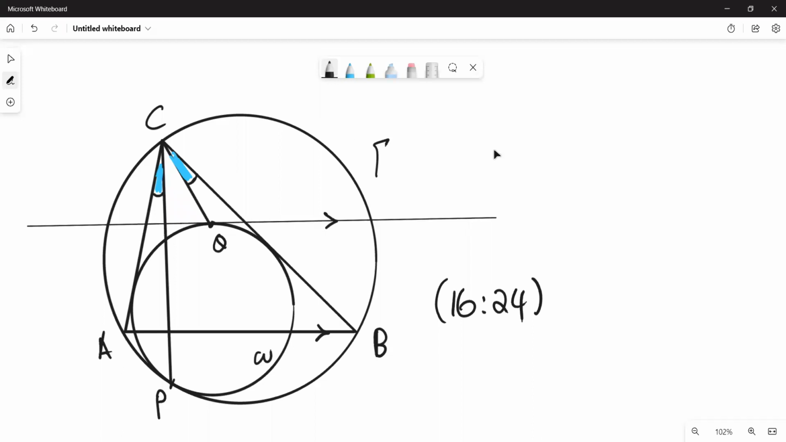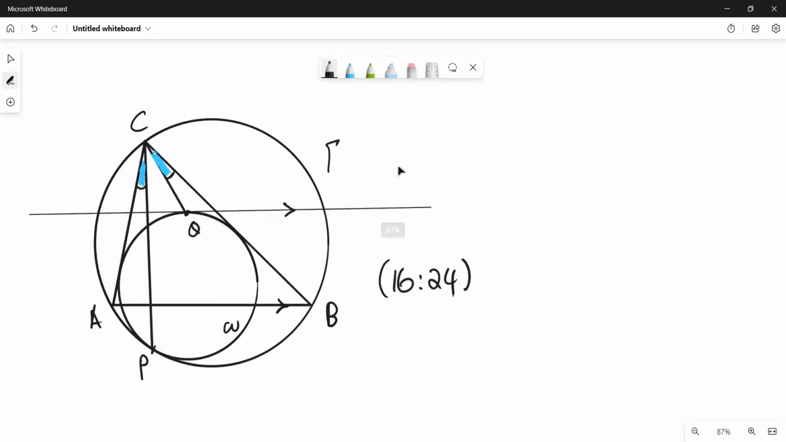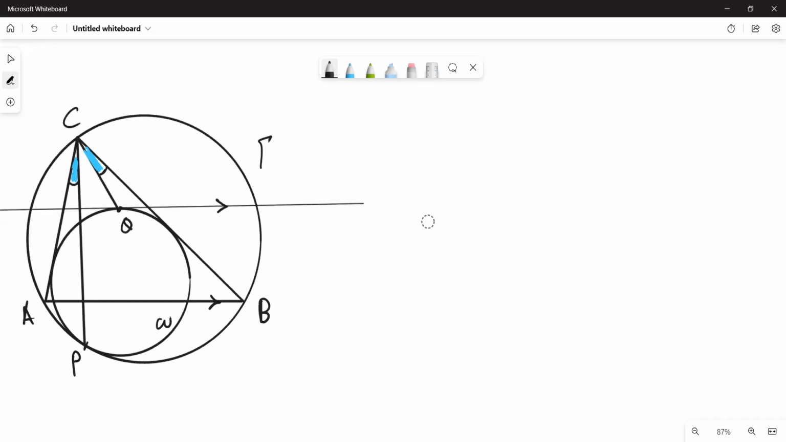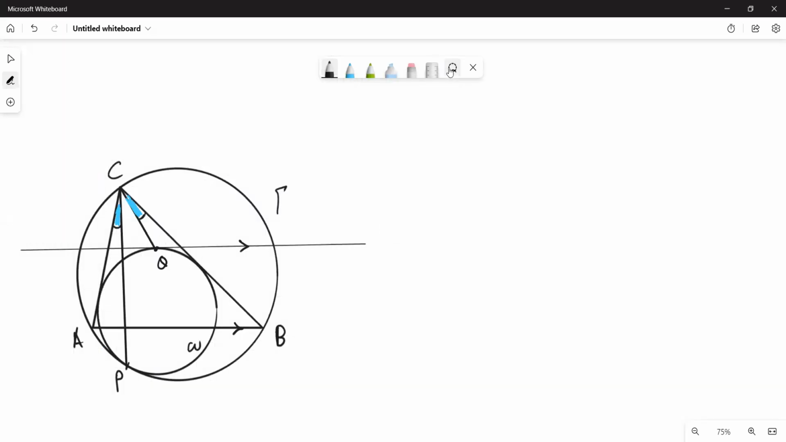Okay, anyone, any idea? So here we want to prove that CP and CQ are reflections across the angle bisector of angle C. So what might you be motivated to do as a first step? Anyone?